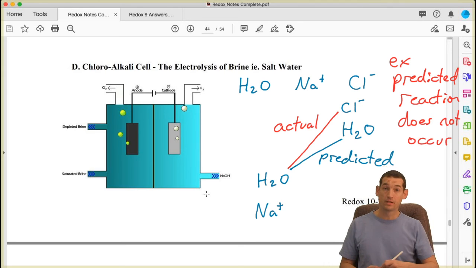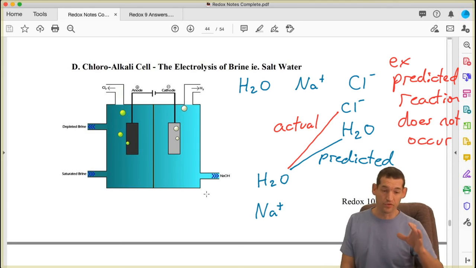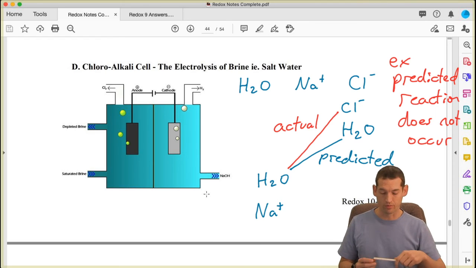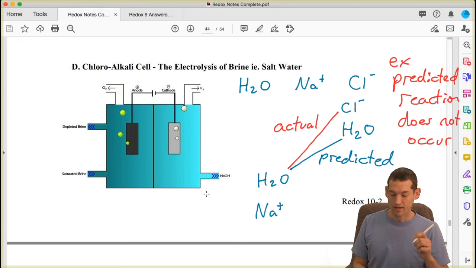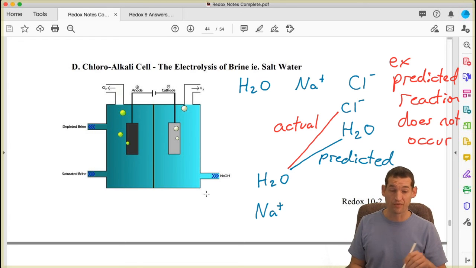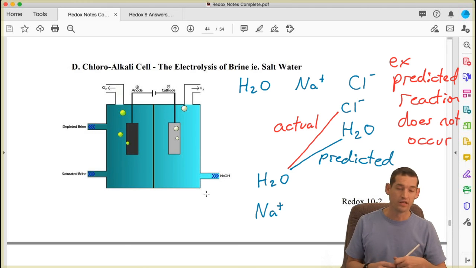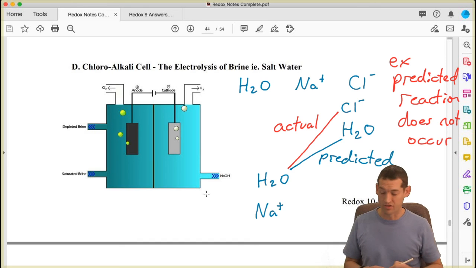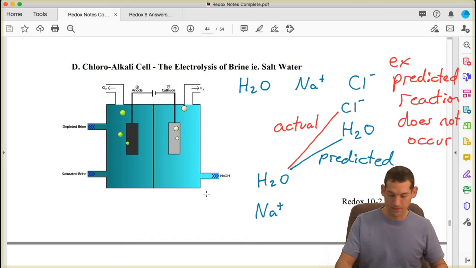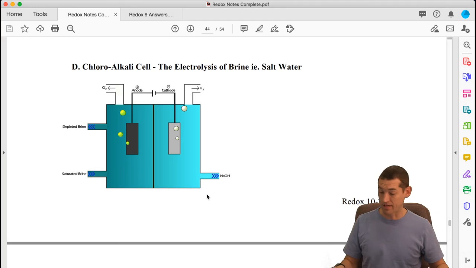And that's it. So the two examples from this video, make sure you know if it's a molten ionic compound, you're going to still have ions, but no water present, not aqueous. But in the case of this one specifically, if you did have electrolysis of brine, then it's an example of when the predicted reaction doesn't occur. Okay? And I think that's it.